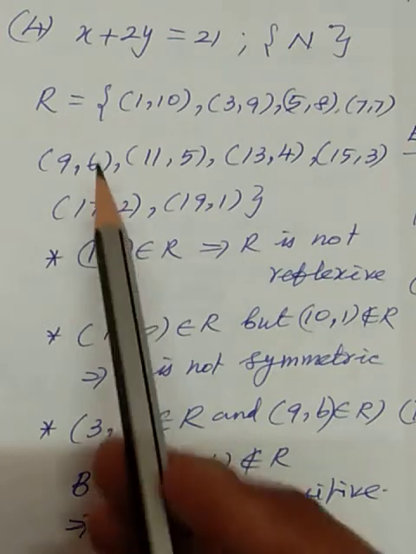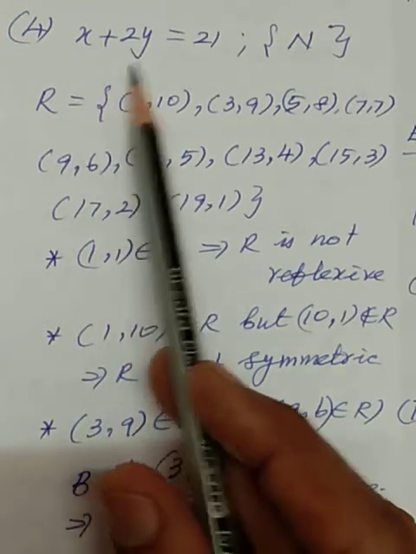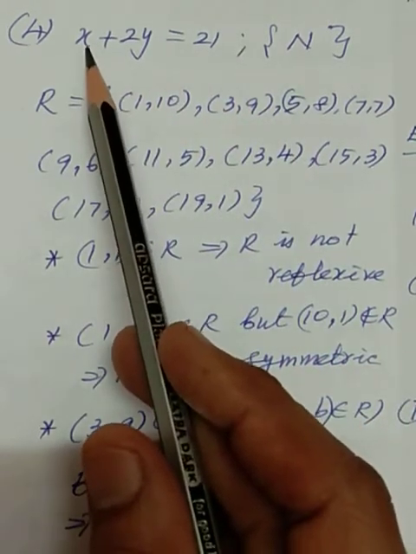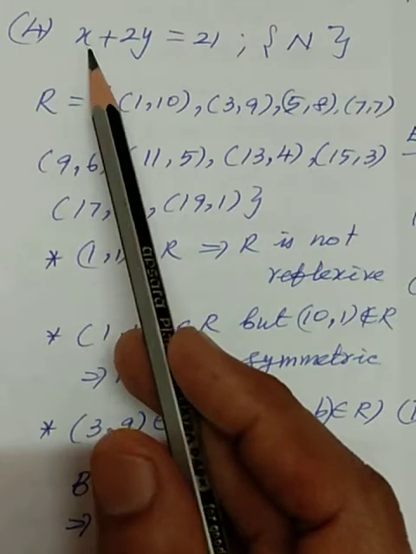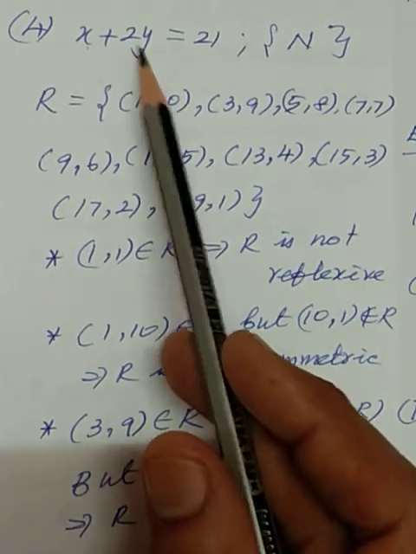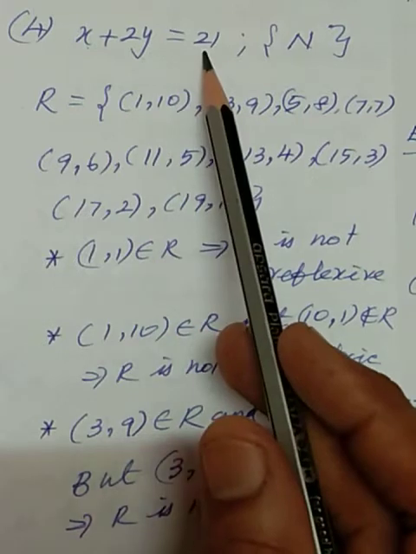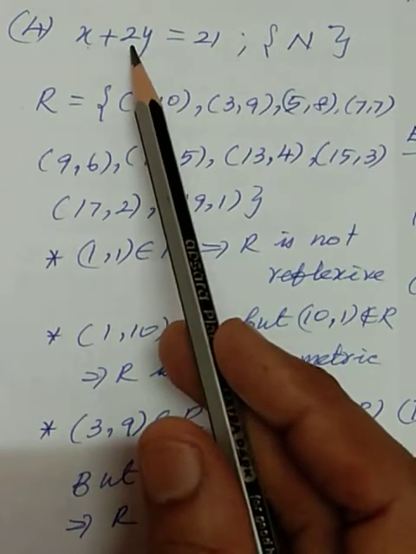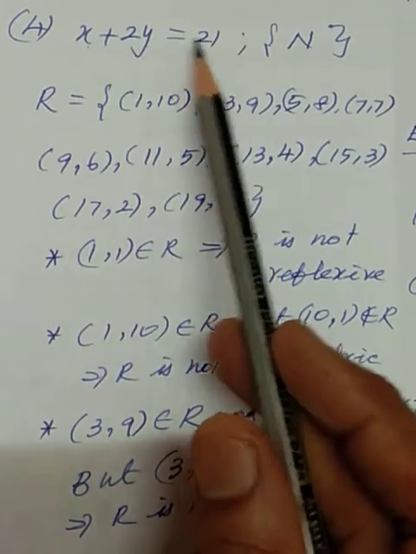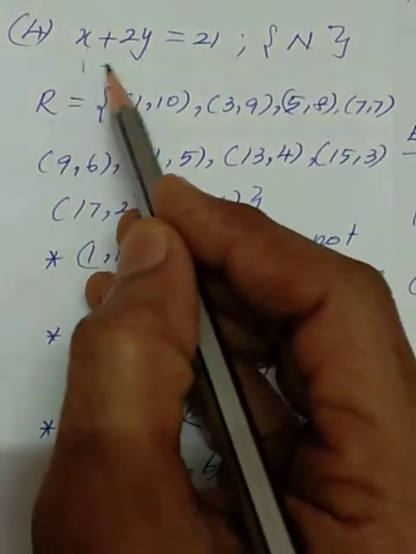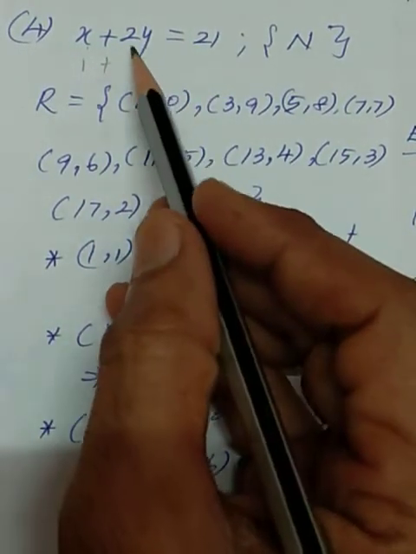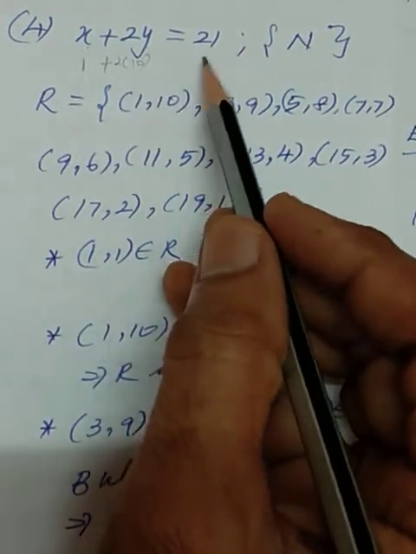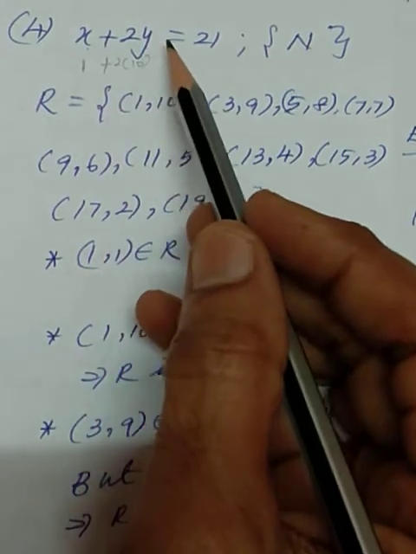The relation R is defined as x plus 2y equals 21. So you use a value for x, maybe 1 or 2, whatever it may be, and y also some other natural number, but the total of x plus 2y must be 21. If you put x equal to 1 and y equal to 10, you will get x plus 2y equal to 21. So x equal to 1 means 1, then y equal to 10 means 2 into 10, 20, 20 plus 1, 21.